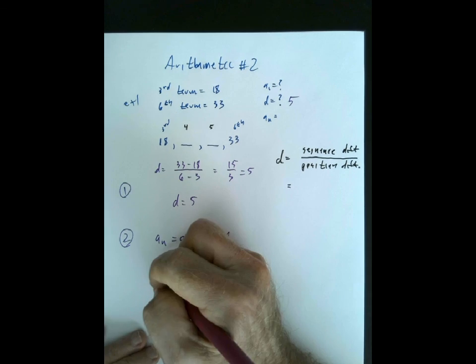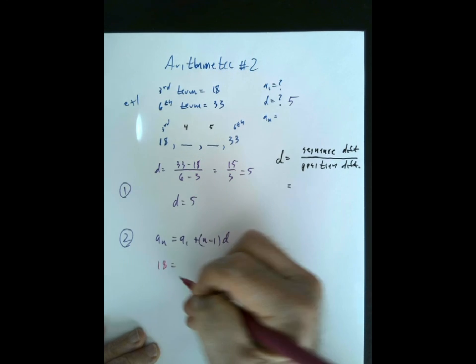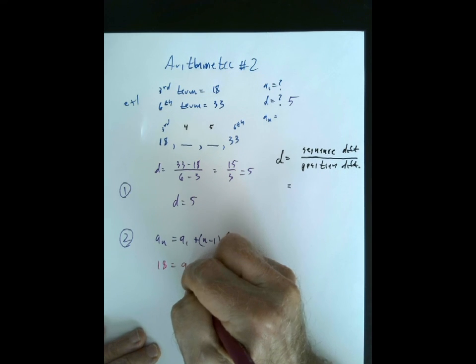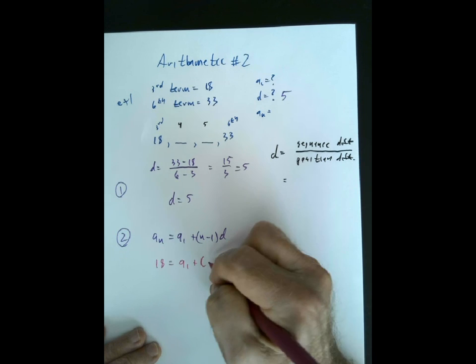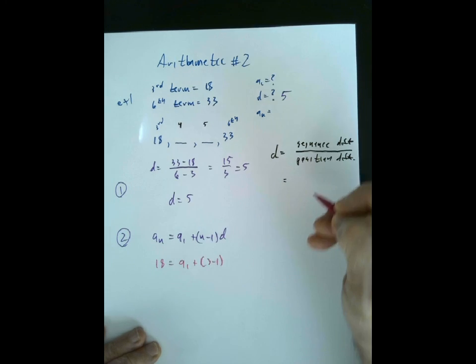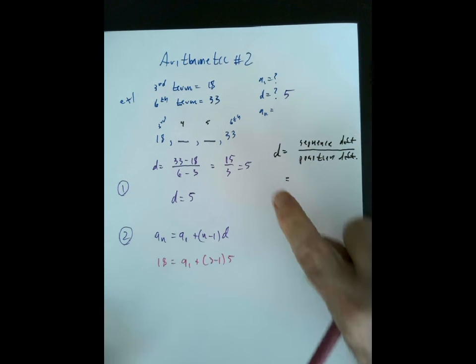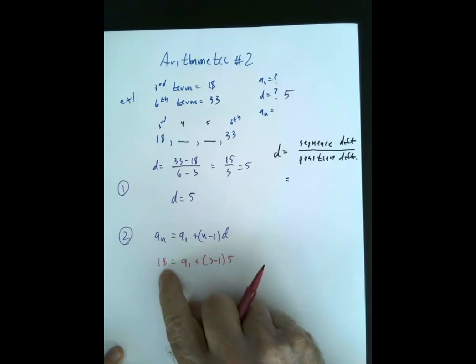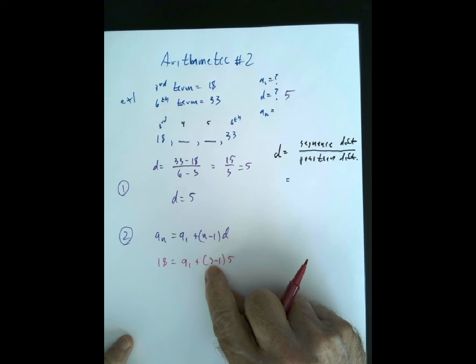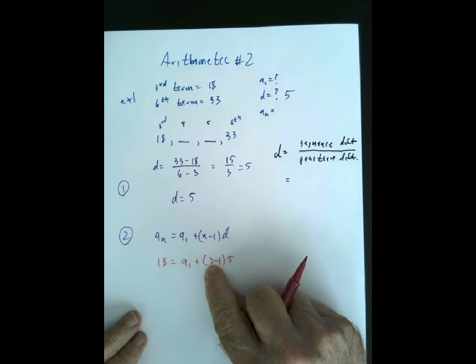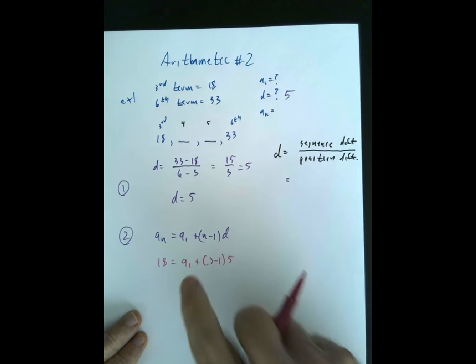I'm going to say 18 is equal to a sub 1 plus 3 minus 1 times 5. We could also use 33 for a sub 6, and then put 6 in here for n instead of 3, and we'd get the same answer. Okay? So now we solve backward for a1.